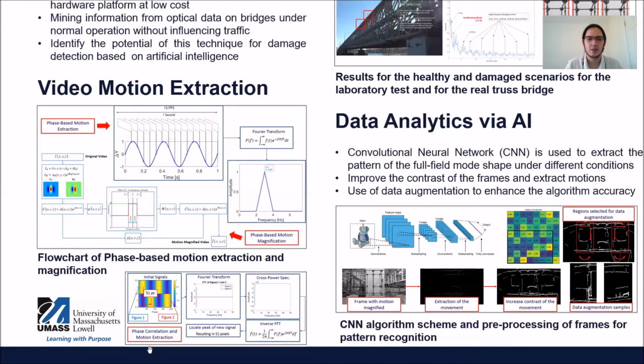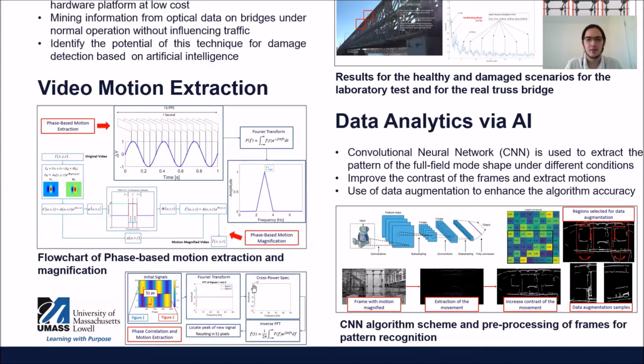So starting with phase correlation and motion extraction, if you have two figures with a displacement between them, such as figure 1 and 2, we take the Fourier transform of both images and get a frequency domain graph, as the second one here. Then we apply a cross-power spectrum, which is a correlation of how similar those two signals, or in this case those two images, are, and we get another graph.